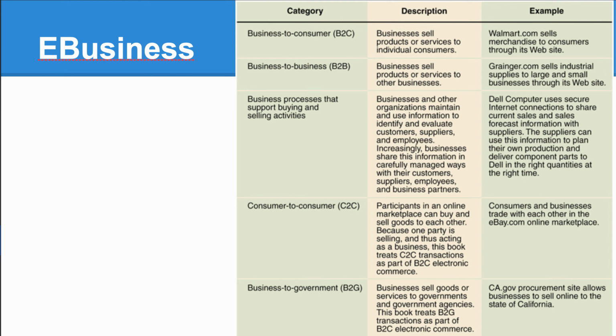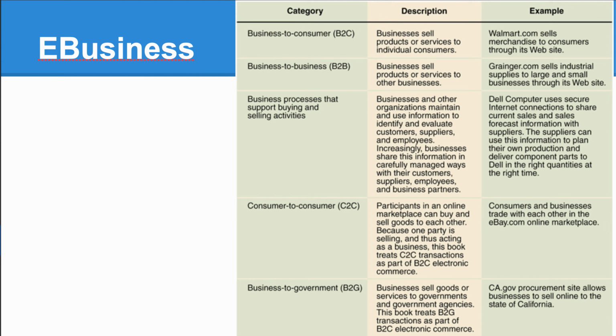So your top 4 popular options there. B2C, you're going to see quite often. Walmart selling to consumers through its website. That would be a business entity, Walmart, selling to consumers like you and I, right? So that's B2C.